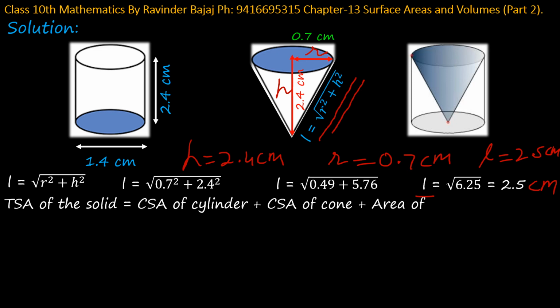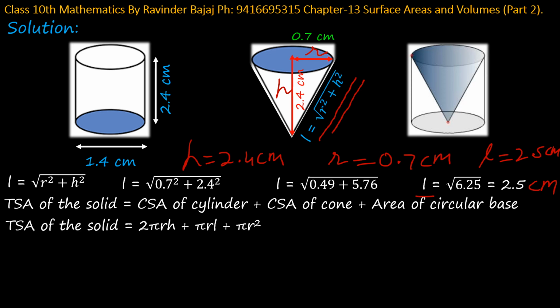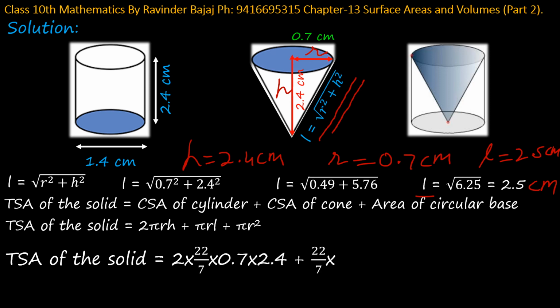The total surface area of the solid is the curved surface area of the cylinder plus the curved surface area of the cone plus the area of the circular base. And the formulas are 2 pi r h plus pi r l plus pi r square. Put these values in this formula, we will get this. So 2 into pi, which is 22/7, into 0.7 into 2.4, plus pi r l, and next one is pi into r square.